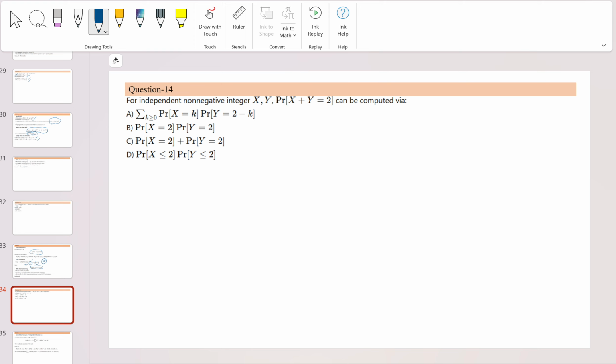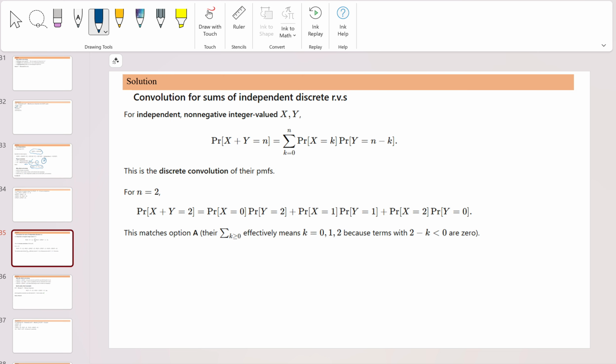Okay, let me give the solution for this problem. It is saying that for independent non-negative integers X and Y, probability of X plus Y is equal to 2 can be computed. Okay, when you see the option, for independent non-negative integer values of X and Y, probability of X plus Y is equal to n. So you can separate it out like sum over k is equal to 0 to n, probability of X is equal to k, and probability of Y is equal to n minus k. So this is a discrete calculation for these PMFs.